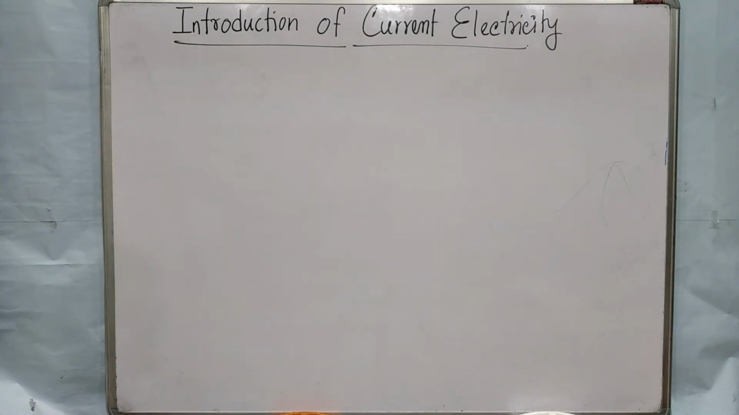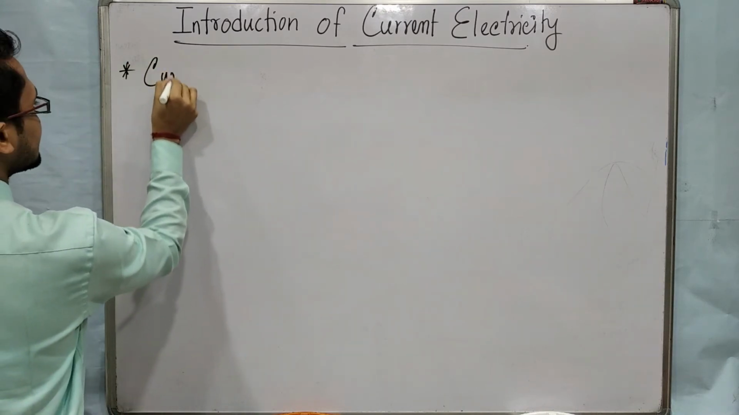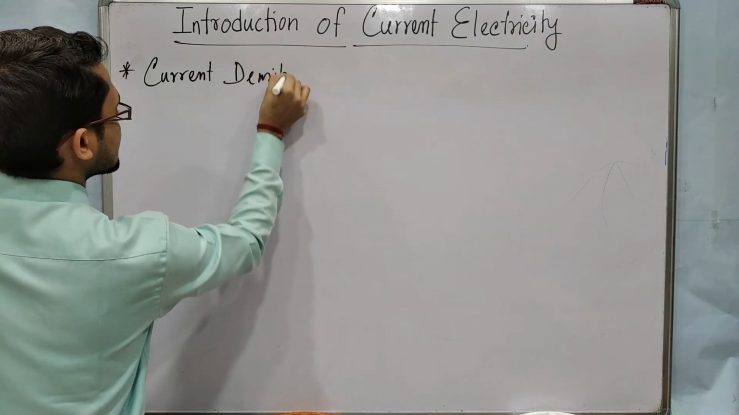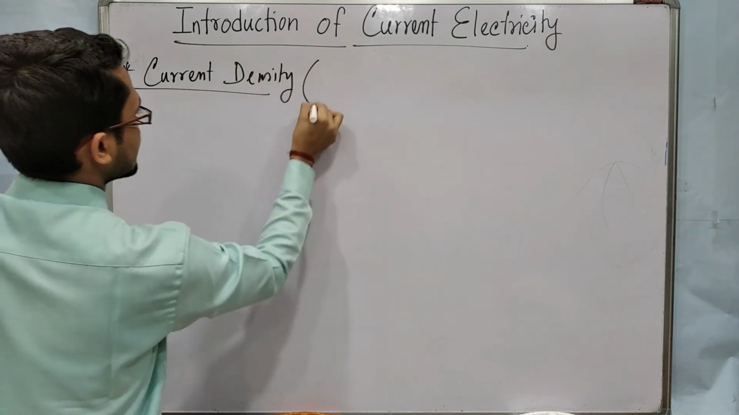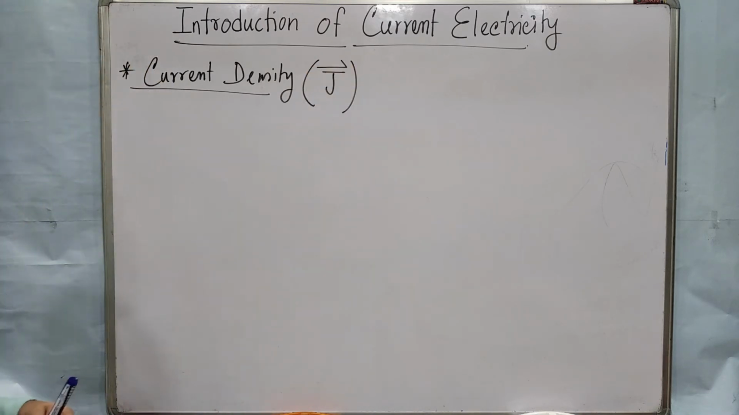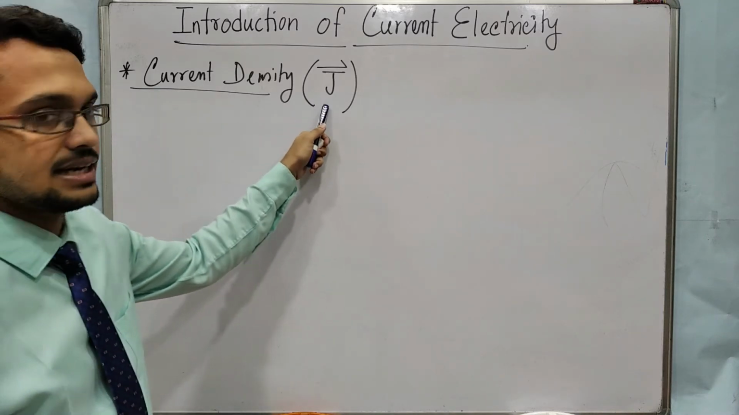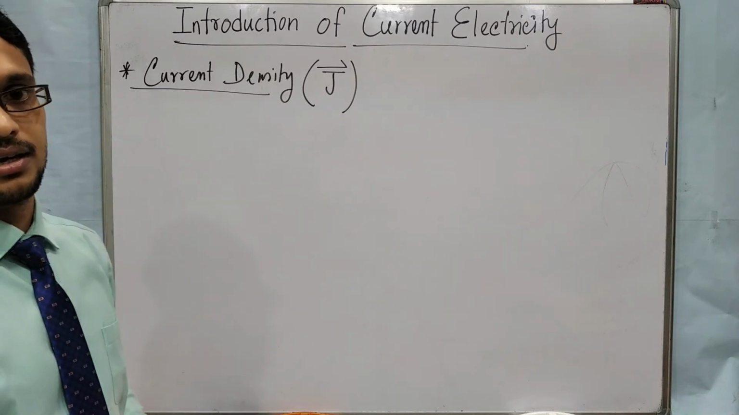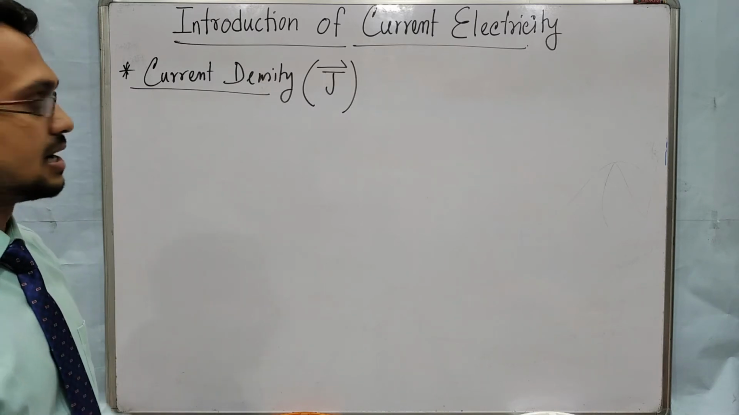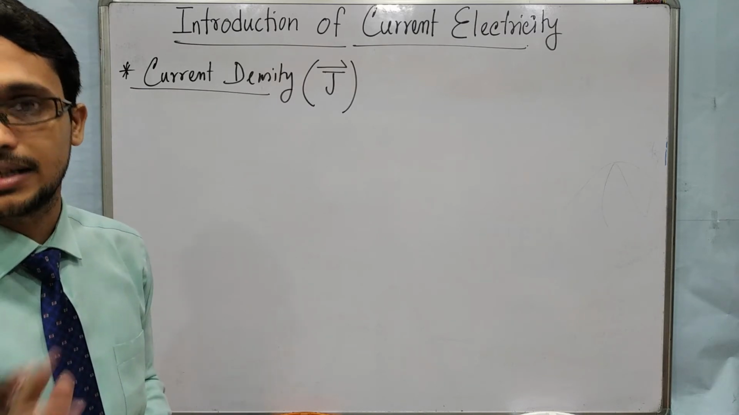So now come to a very important point, that is current density. It is very important. It is denoted by capital J and it is a vector quantity. Current is not a vector quantity, but current density is a vector quantity. So we have to use vector algebra here while we deal with current density. But current is not a vector quantity.